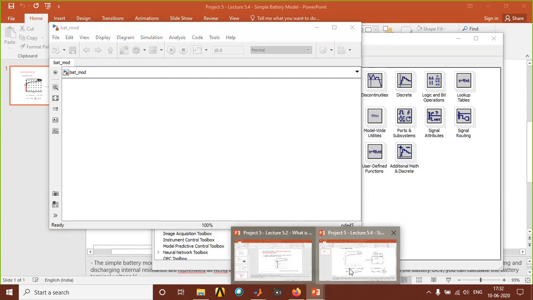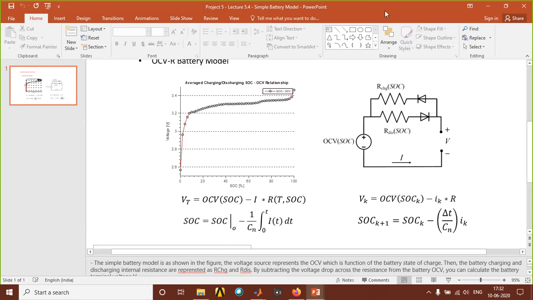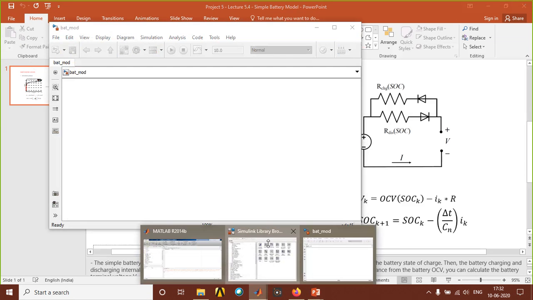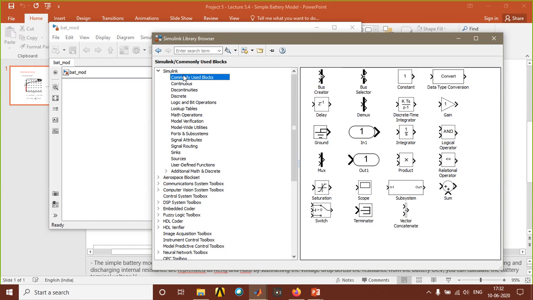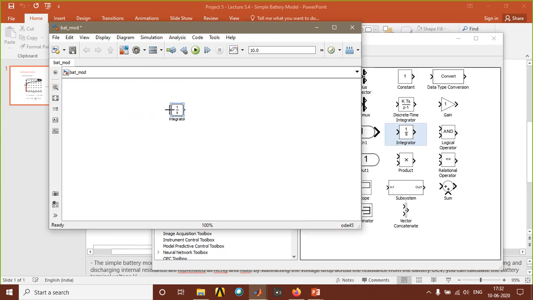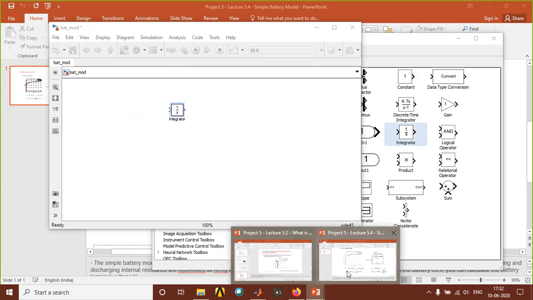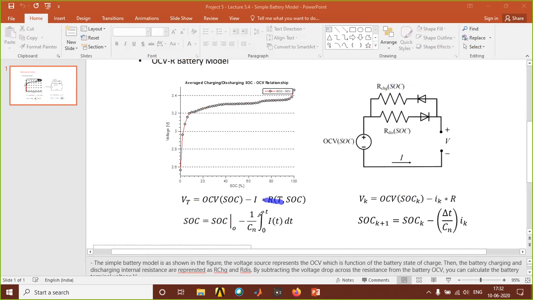Now what do I have to do first? Go for the math equation. First, you have to create a block for integration, that's nothing but an integrator block. So how to do that? Go for Commonly Used Blocks. You will see the integrator over here. Just pick it and place it over here. If you go here, you have your integration of current.